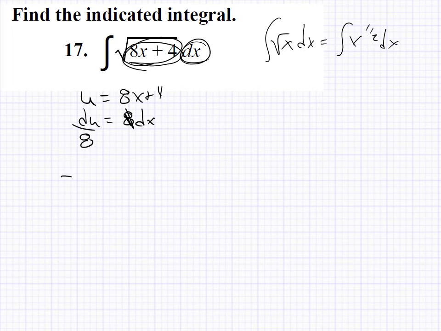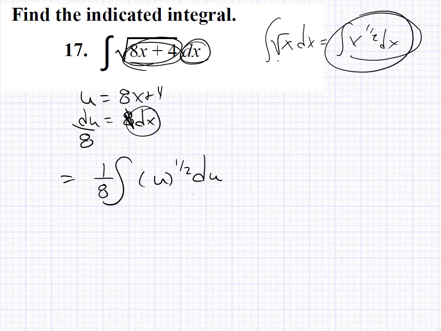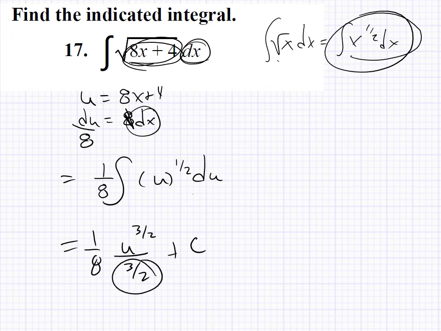And so what happens is this integral is going to become the square root, which is the 1/2 power, of u. And then the dx is equal to du over 8. Well, the over 8 I'll pull all the way out as a 1/8. And so now what I have is u to the 1/2 du, which is basically the same as this. So now I can apply the power rule. So I have 1/8 times u to the 3/2 divided by 3/2 plus c. This will flip and multiply.